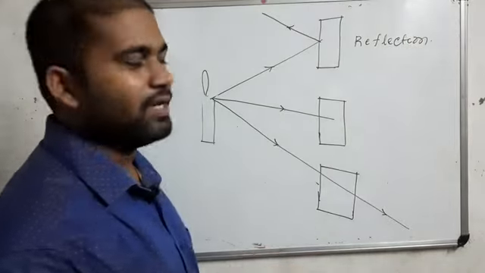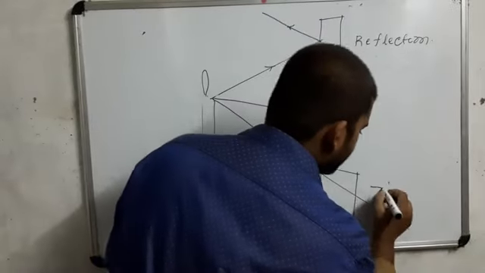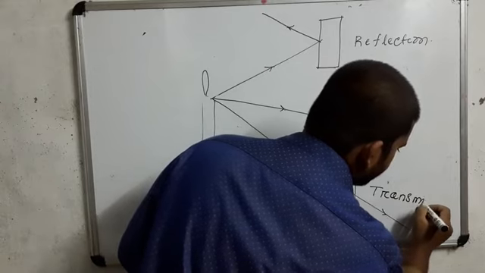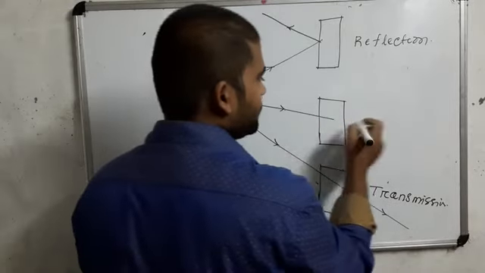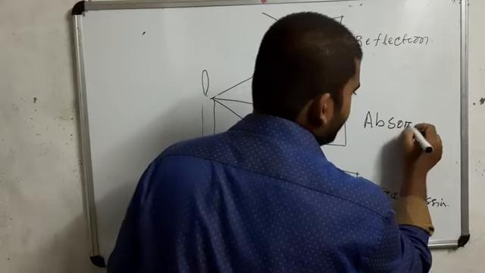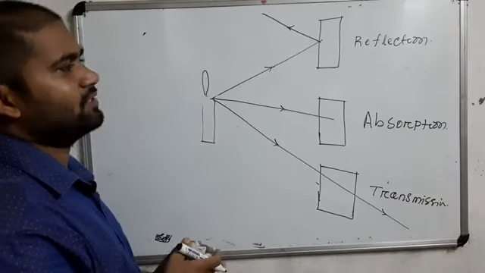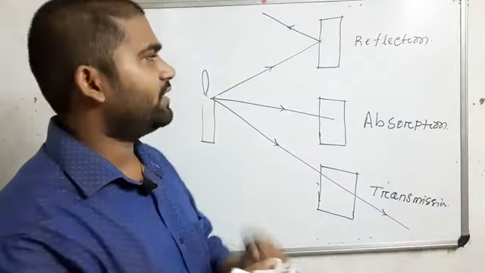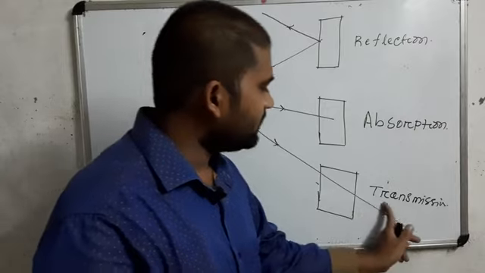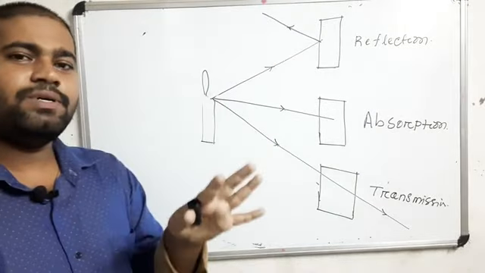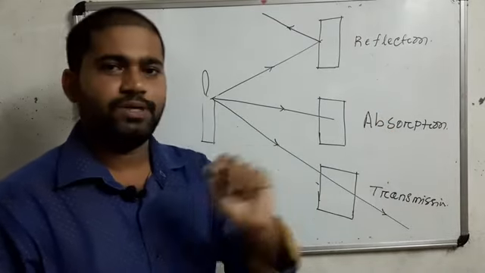So the first case is reflection of radiation, or reflection of light. In the second case, we have transmission of light, transmission of radiation. But in this case, there is absorption of radiation. So radiation gives three different characteristics: one is reflection, another is absorption, and another is transmission. When we make radiation incident on any object, we see these three different types of phenomena.